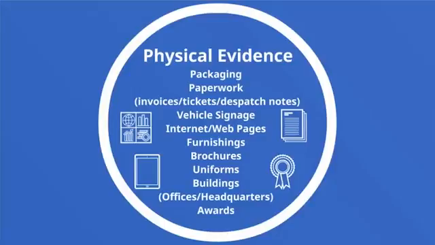Then we have physical evidence. This is all about the evidence that proves that your marketing is successful and that your product and service is definitely out there and doing what it should. This is about packaging, paperwork, things like invoices, tickets, dispatch notes. It's about vehicle signage, your presence on the internet, such as web pages, furnishings, brochures, uniforms, buildings, such as your offices or headquarters, and things such as awards that reflect the success of your product, service, and brand.